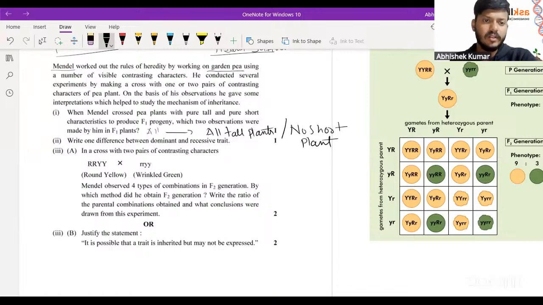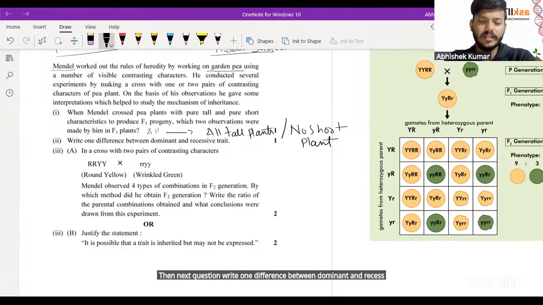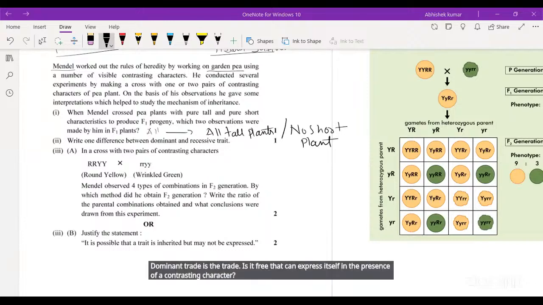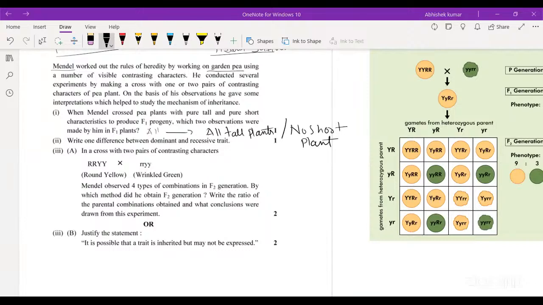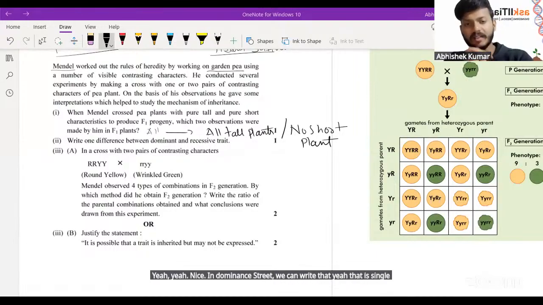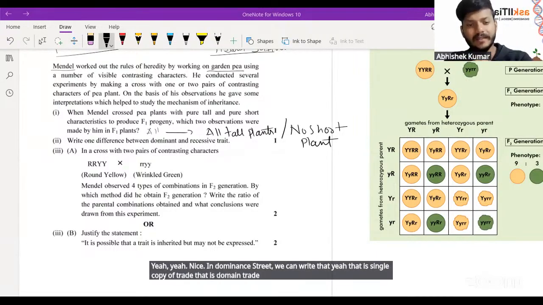Then the next question: write one difference between dominant and recessive trait. A dominant trait is a trait that can express itself in the presence of a contrasting character. And a recessive trait cannot express itself in the presence of a contrasting character. In a dominant trait, a single copy of the trait can express itself, right?